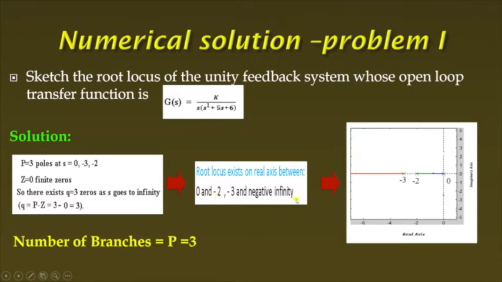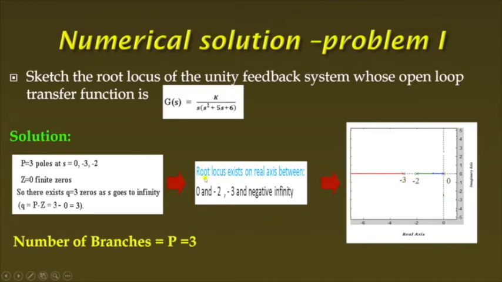So poles and zeros are drawn in the s-plane. This is the imaginary axis and this is the real axis. Here there is no zero, so only poles are present: 0, minus 2, and minus 3. A pole is indicated by a cross sign.